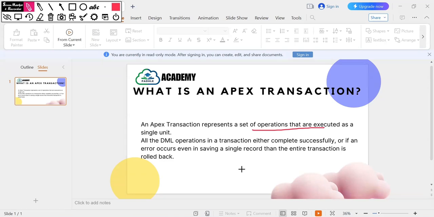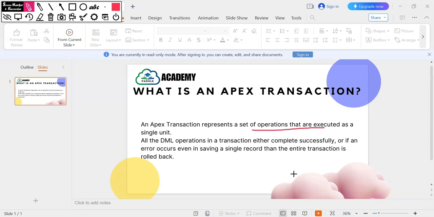If the operations that are executed in a single unit are considered a transaction, all the DML operations in a transaction will either complete successfully, or if an error occurs in one of those operations, then the entire transaction will be rolled back. Now you are going to say, hey, what's the point? Why do we have to roll back something which was successful?